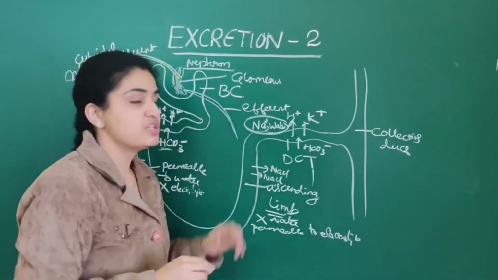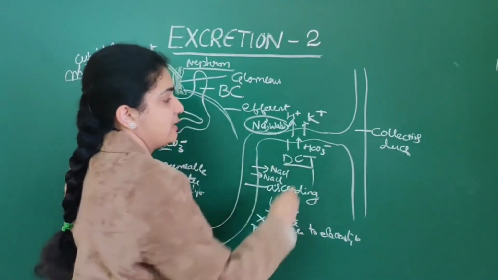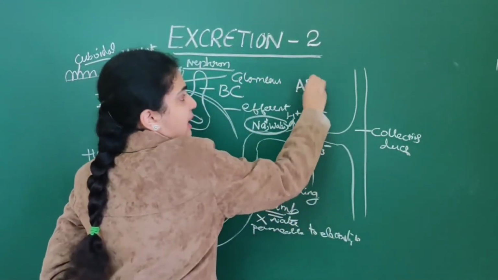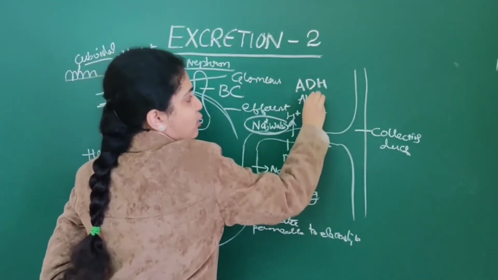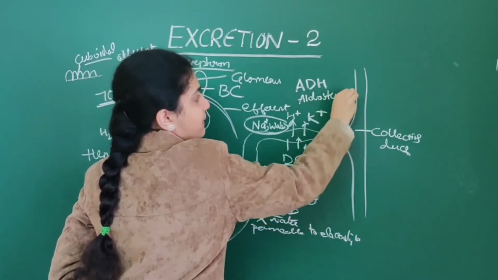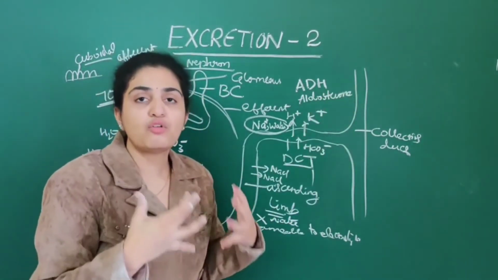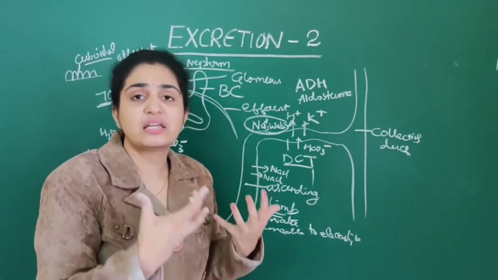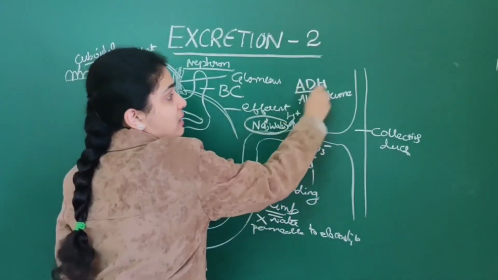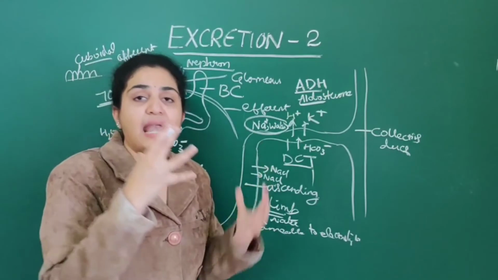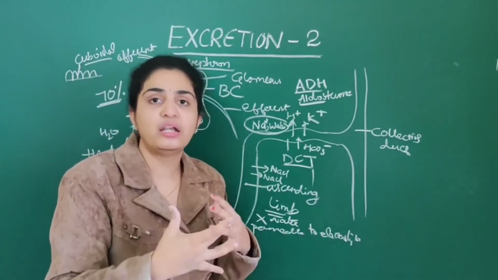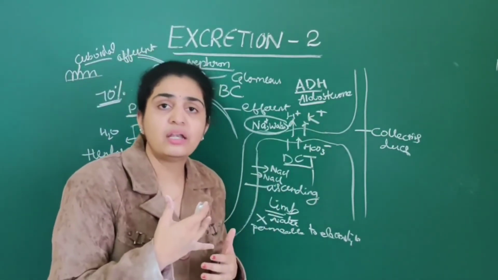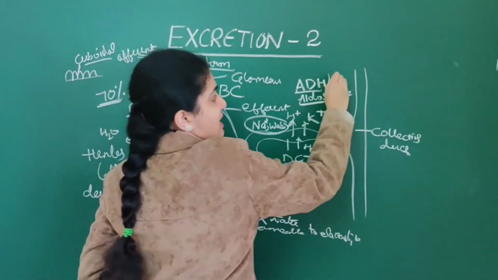The hormones which play a very important role in the DCT are aldosterone as well as ADH. These prevent loss of water from the body. They prevent diuresis, meaning excessive excretion of urine is prevented by these two hormones, ADH, the antidiuretic hormone, as well as aldosterone. Antidiuretic hormone is also called vasopressin.